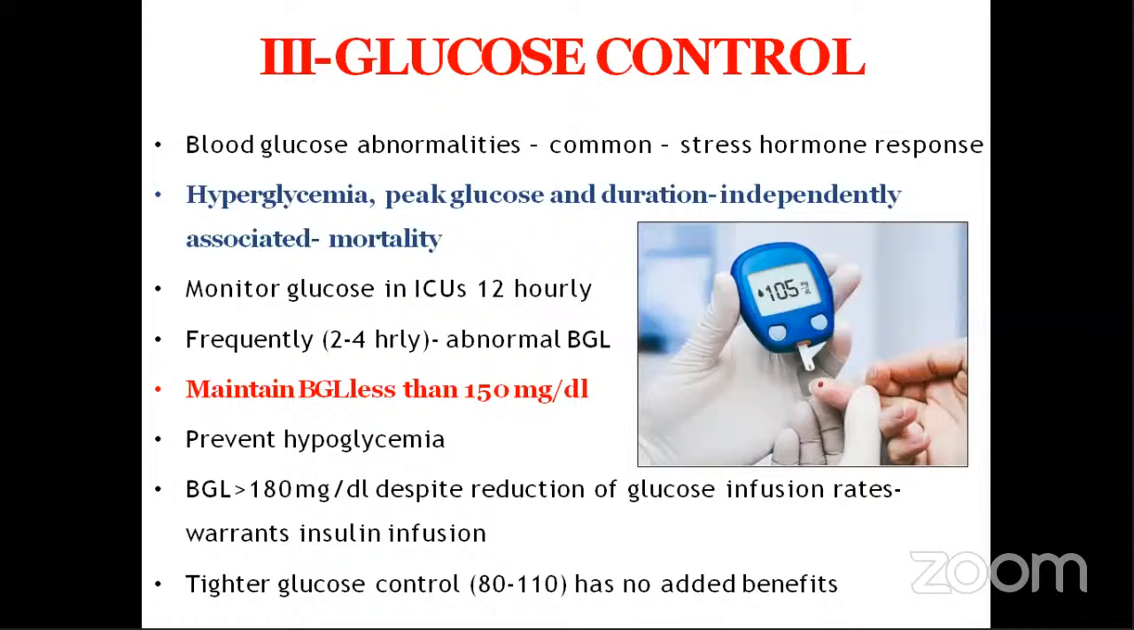Any blood glucose level of more than 180 milligram per deciliter, your first step should be to reduce the glucose infusion rates that you're using. If the patient doesn't respond, definitely we'll resort to insulin infusion.